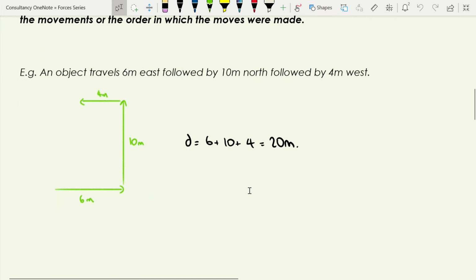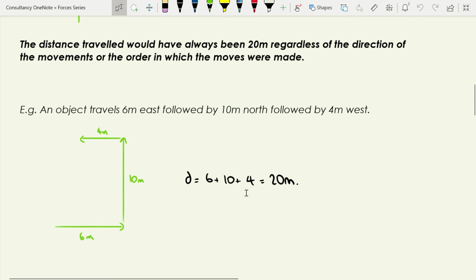So the direction here actually wasn't important at all if we're talking about distance, and that's because it's a scalar quantity. It also doesn't matter which order we added them in. So we could have done the 4 meters west, the 10 meters north, and then the 6 meters east. It would have made no difference if we'd done them in the other order or any order for that matter. So that's scalar maths.